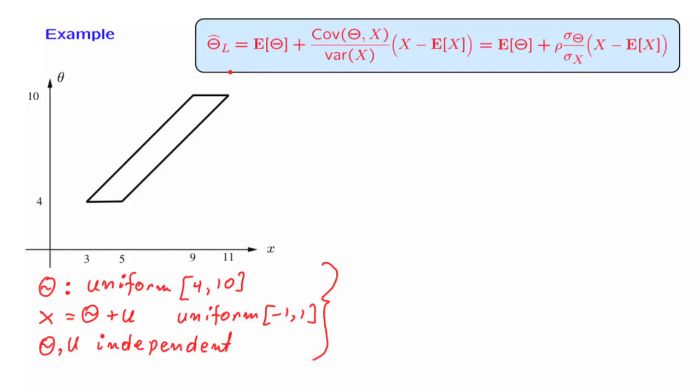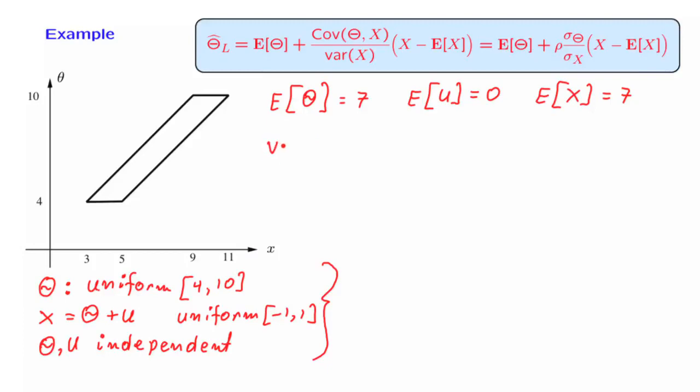So now, to develop the form of the optimal linear estimator, all we need to do is to determine the various constants that show up. So let's start with expectations. Theta is uniform from 4 to 10, therefore the expected value is the midpoint, which is equal to 7. U has a symmetric distribution around 0, so its expected value is going to be equal to 0. X is the sum of theta and u, therefore its expected value is the sum of these two expected values and is equal to 7.